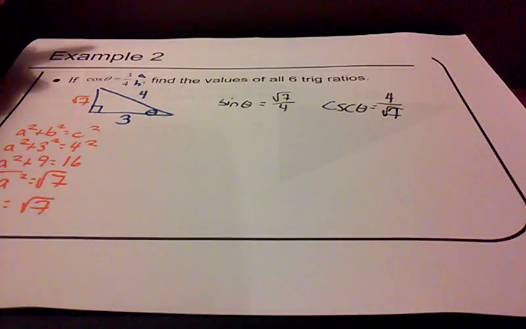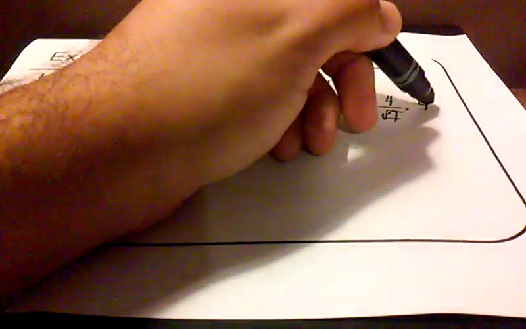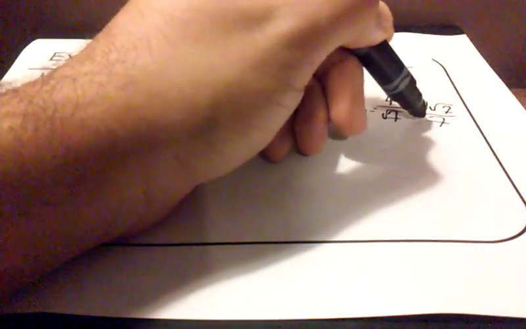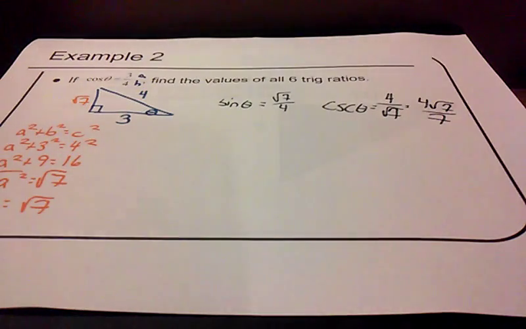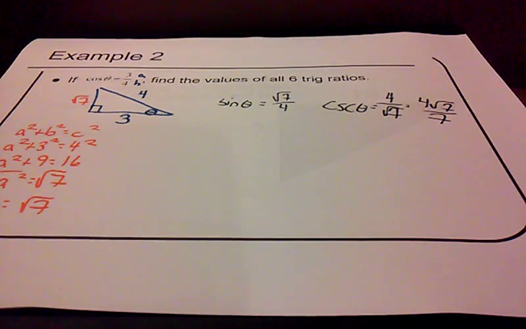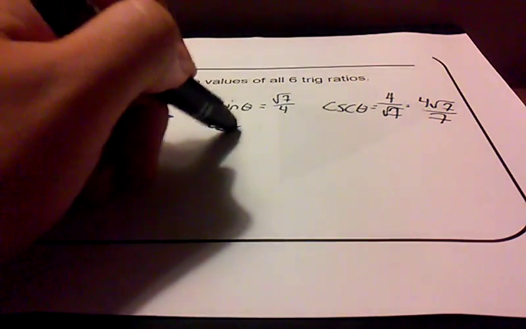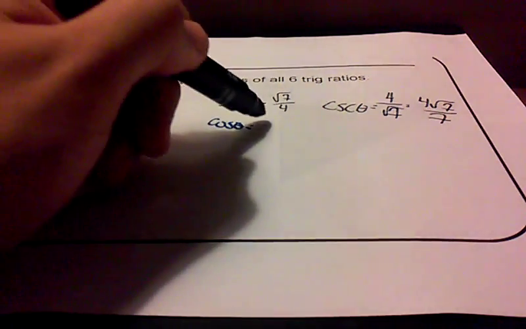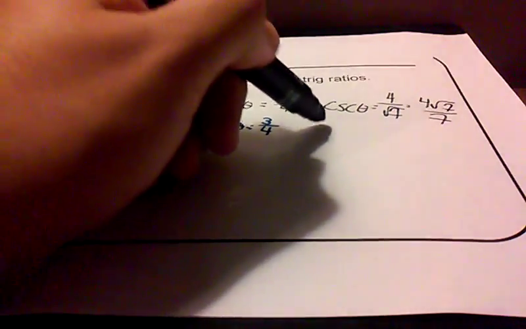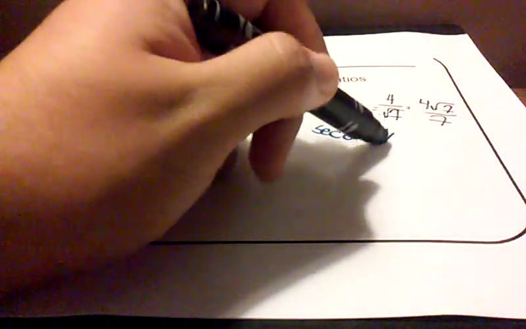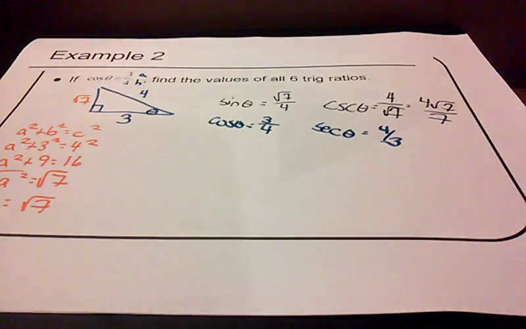Now, of course, you wouldn't want to leave it like that. You'd want to radicalize it, so then that's going to be 4 square root of 7 over 7. And so that would be my value for cosecant. All right, cosine's already given. Cosine would simply be 3 over 4. No guesswork here. The reciprocal of that would be secant, which would just be 4 over 3.